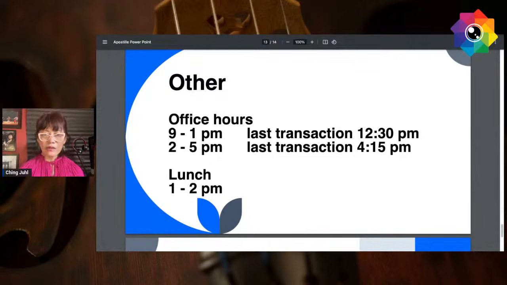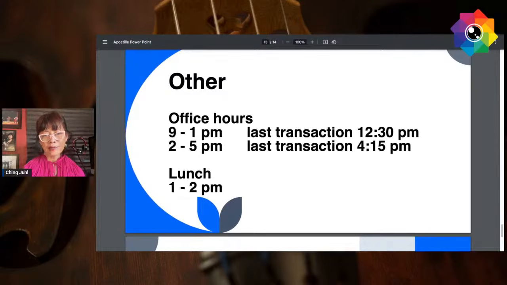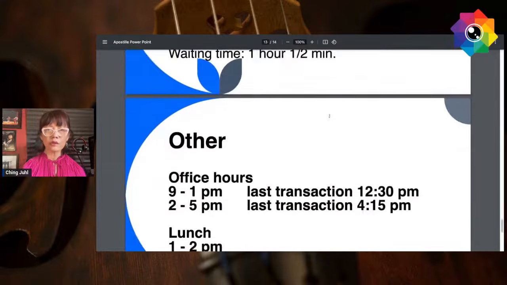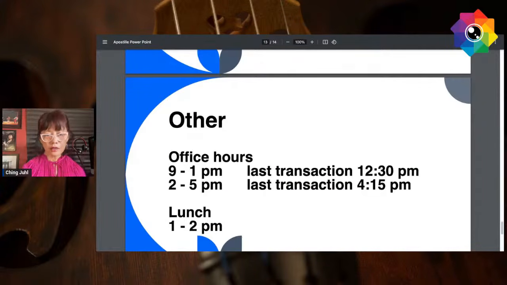Now they say 2 to 5, right? At 4:15, they do not accept any papers. Last transaction. So that's something you need to keep in mind. But I have other things I want to tell you. Now let's go back to here.